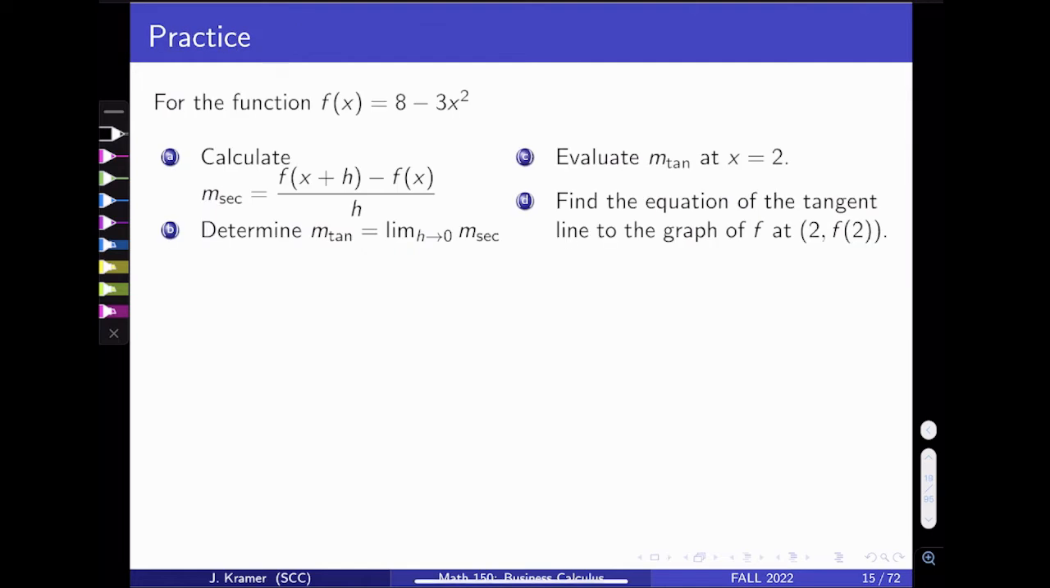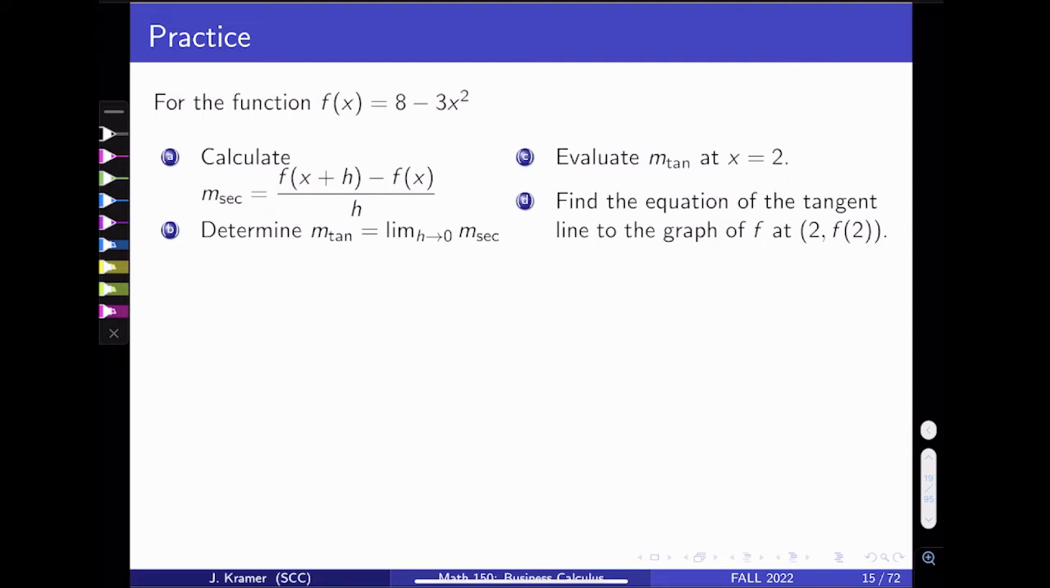So let's take a look at finding the derivative of the function f of x using this limit definition. So we're looking at 8 minus 3x squared. We want to start by calculating the slope of the secant line. That's what this notation m sub secant is. A secant line is a line that crosses through a curve at 2 points. This is different in that a tangent line will only touch a curve at 1 point.